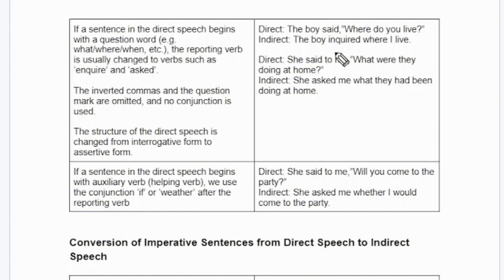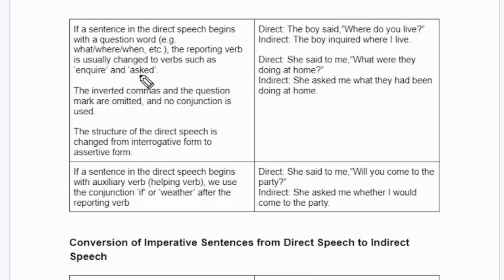like, what did I say? Interrogative sentences. So he or she is getting some information. Where do you live? So in the result, in the indirect, the boy inquired. So "said" is not suitable over here. Where I live. What, where, and inquire and asked. So you can also use "asked" as well.